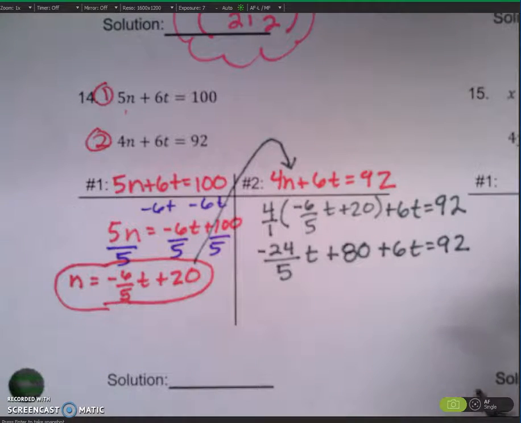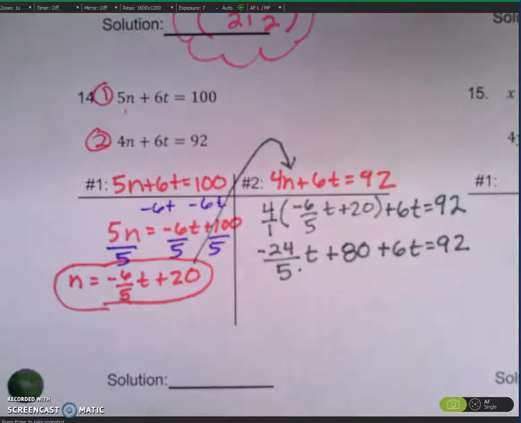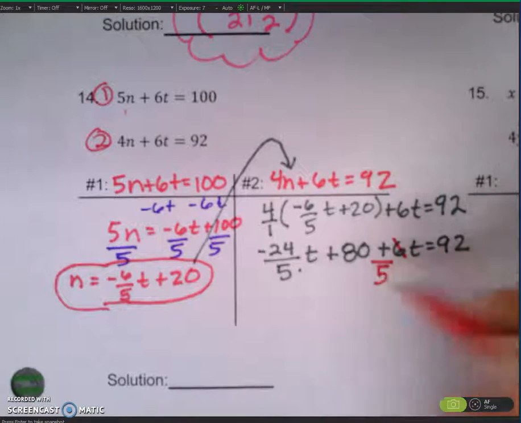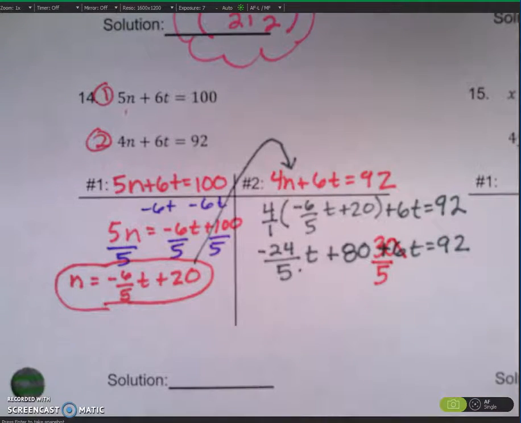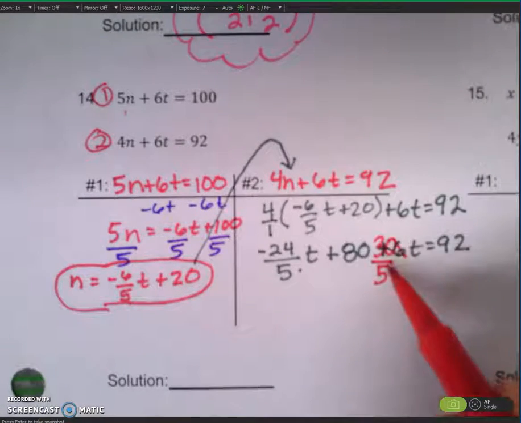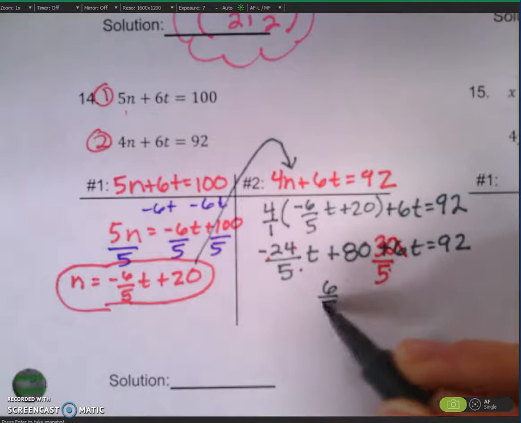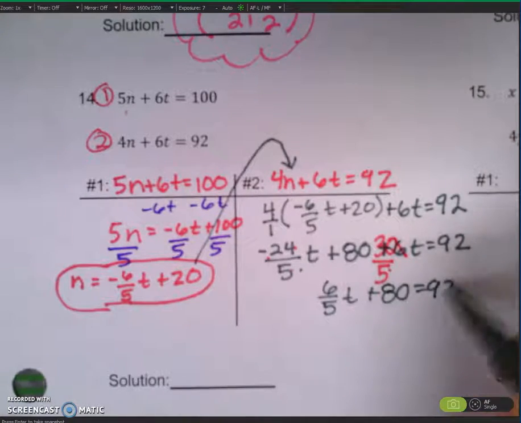Okay, let's combine like terms. Since I want to combine negative 24/5 t and 6t, I'm going to cross out the 6 and write it as how many fifths. 6 is how many fifths? It's 30 fifths. So let's see. 30 fifths minus 24 fifths is how many fifths? That's right, it's 6 fifths. So we're going to have 6/5 t plus 80 equals 92.